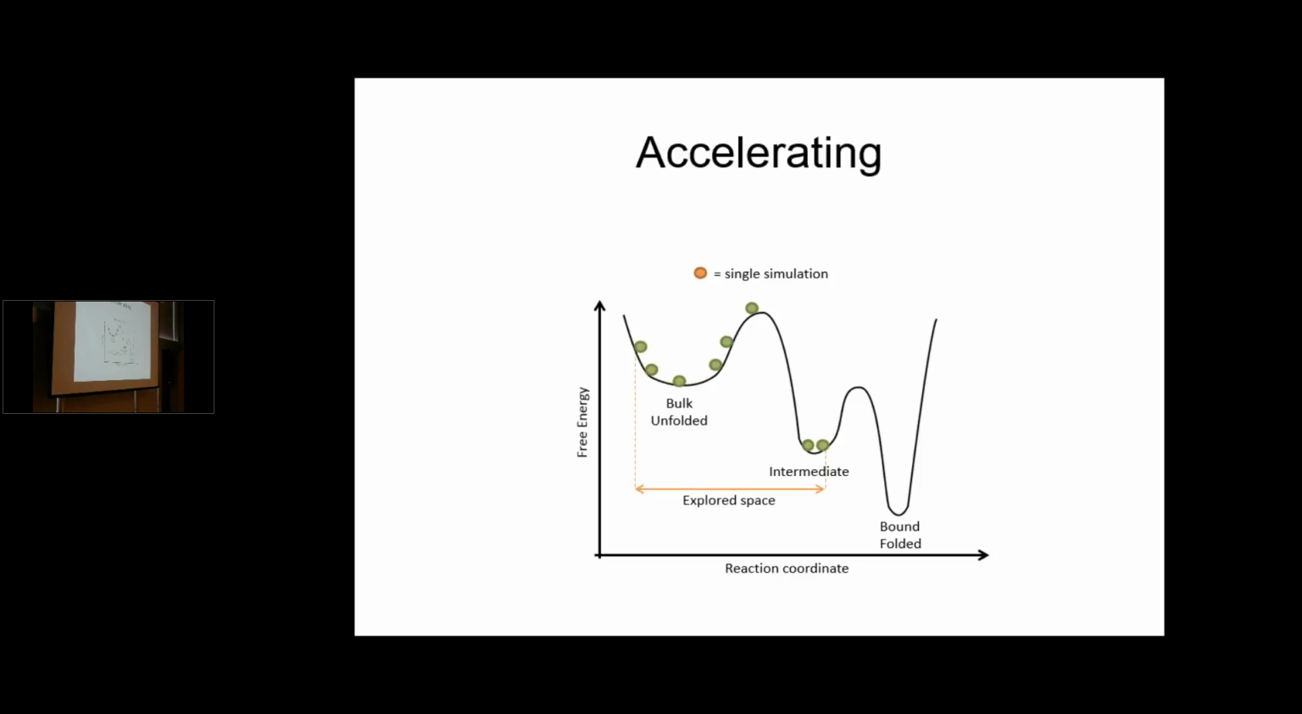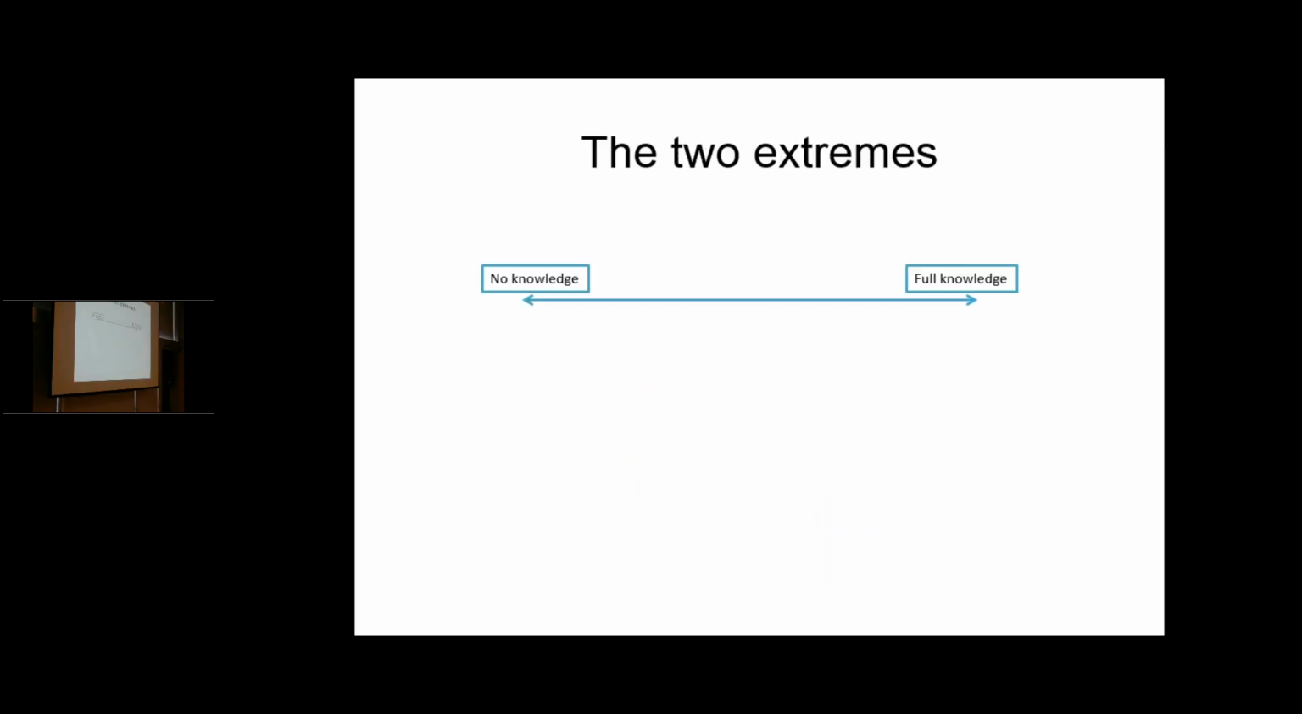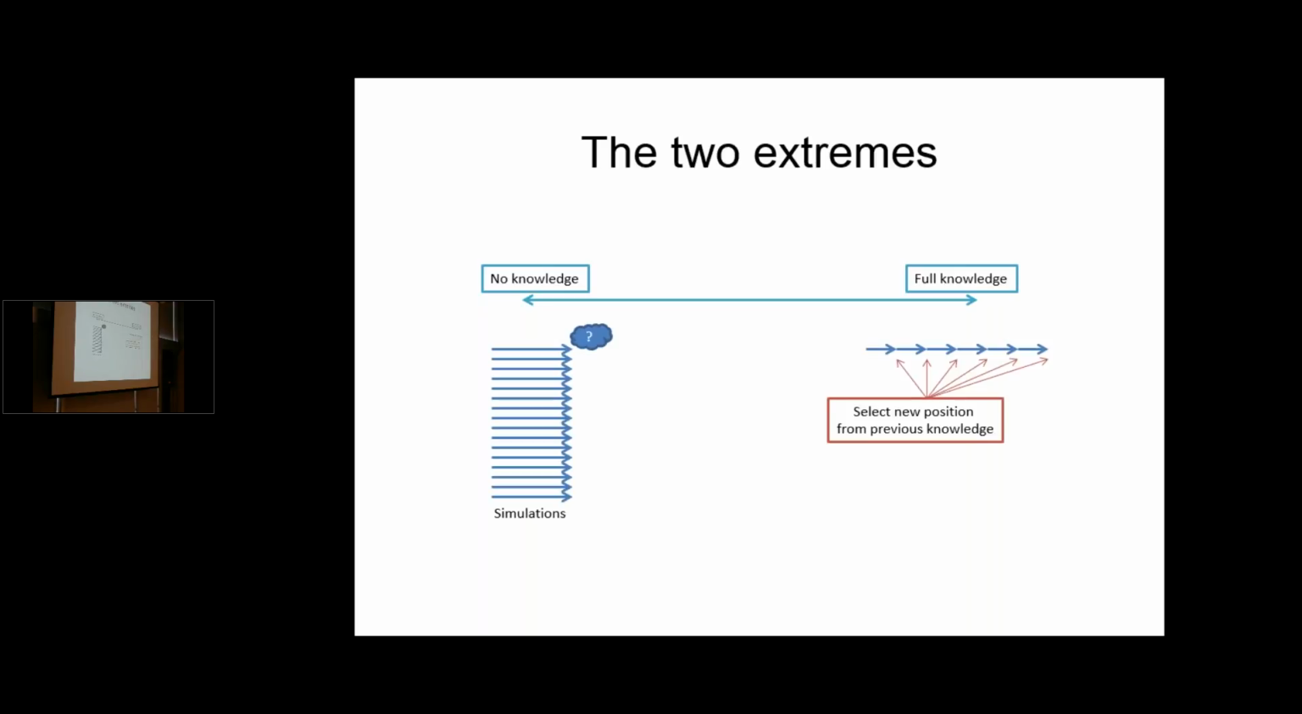You can first run some simulations, explore the space, then see, okay, these conformations here are quite interesting. Let's start new simulations from here. And if you're lucky enough, you might even find your bound or folded pose. In general, you're going to explore much more of the conformational space than you would have otherwise. So you could say that there are two extremes: one where your simulations have zero knowledge about what the other simulations have discovered before, and the opposite, where each single simulation knows what has happened in the other simulations and learns from that.